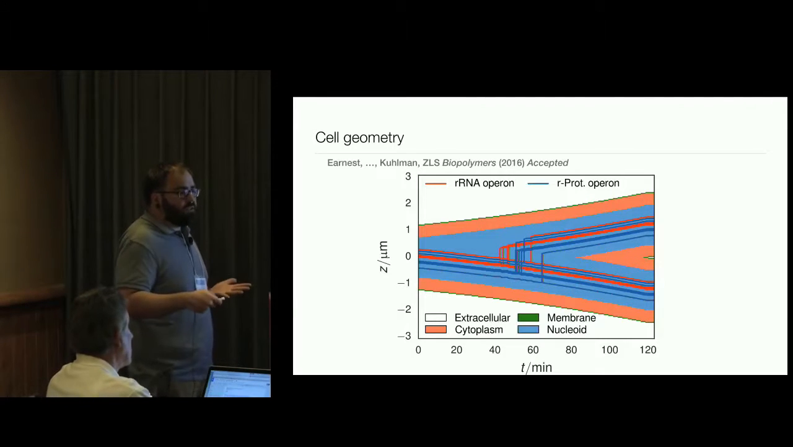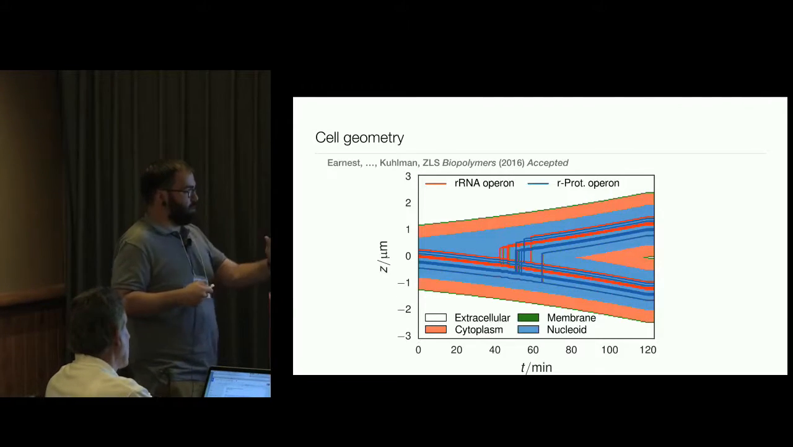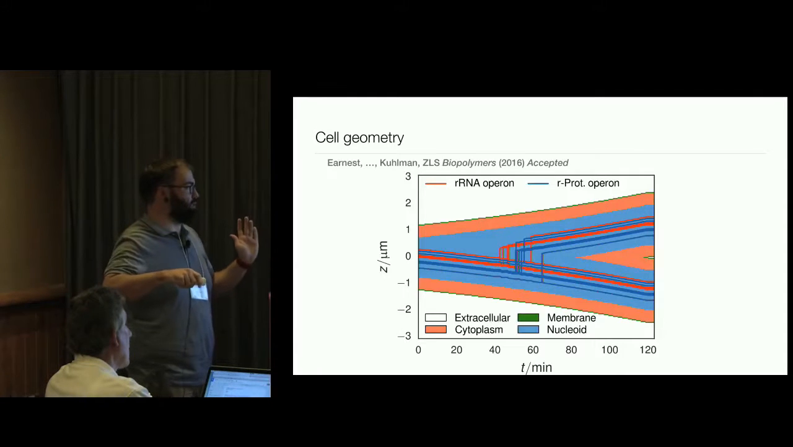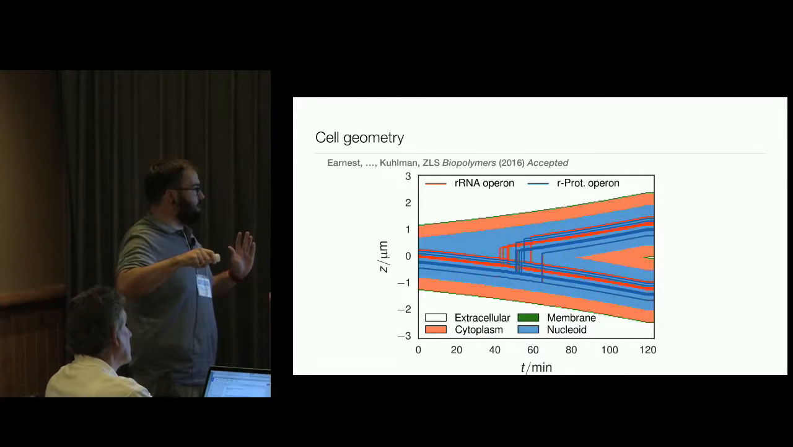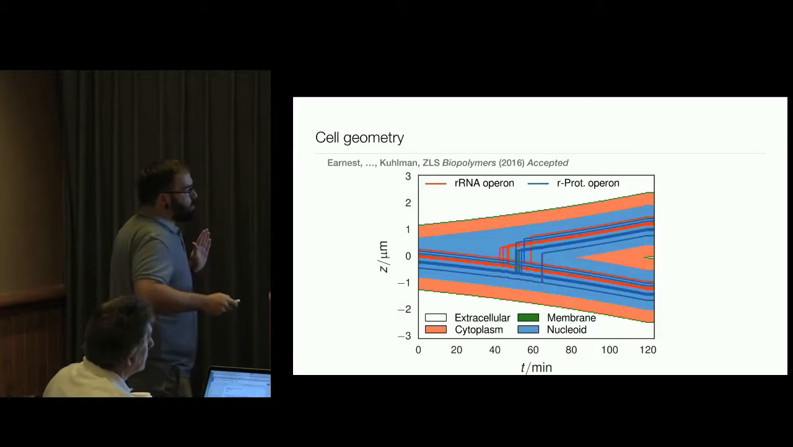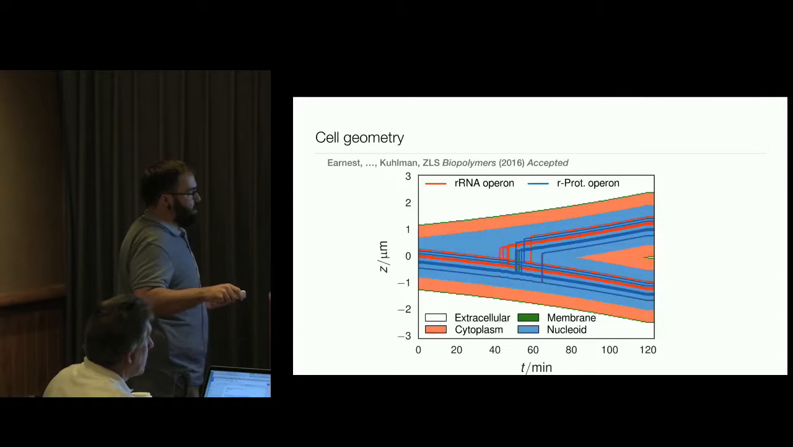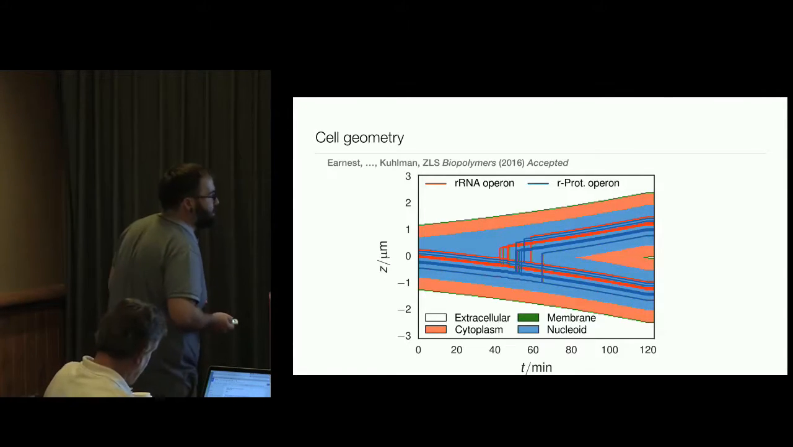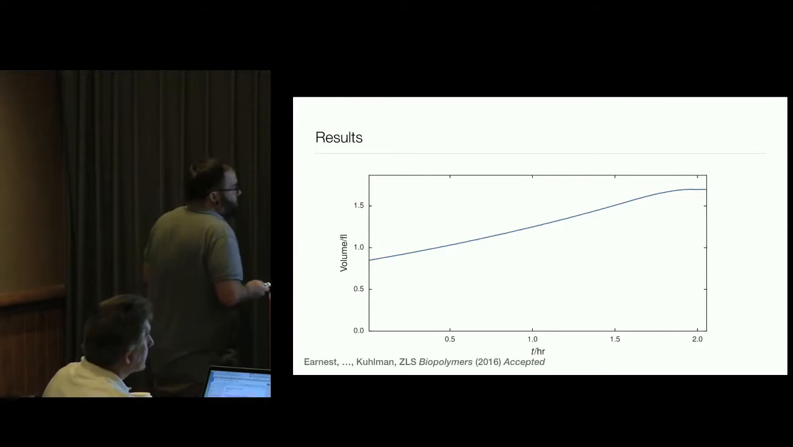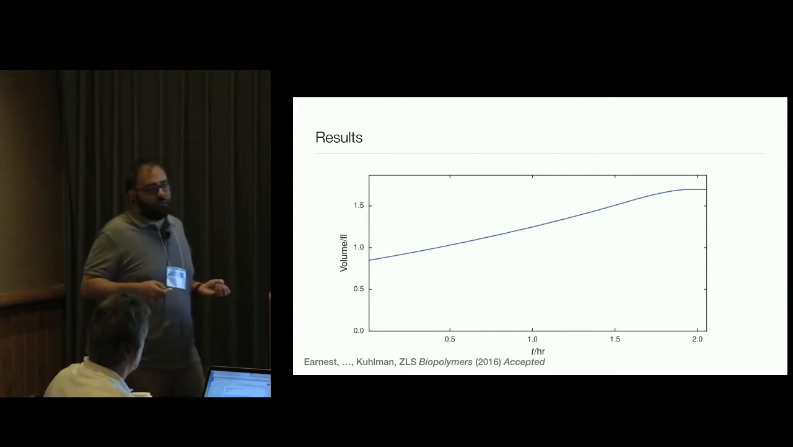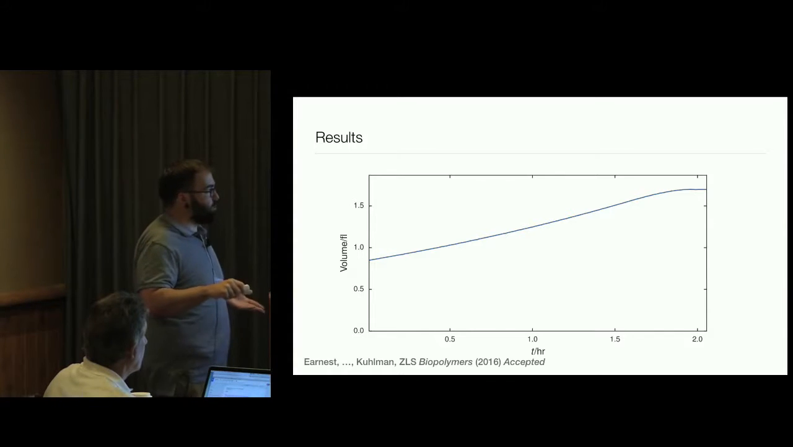This is basically how the cell grows as a function of time over its 120-minute cell cycle. These areas here in the different colors are the different compartments, and these lines show where the ribosomal operons are added. What you can see here is the cell begins to split off the nucleoid region at about 90 minutes, and then it's fully divided at 120 minutes. The volume of the cell as well as the length of the cell increases exponentially over its growth cycle.